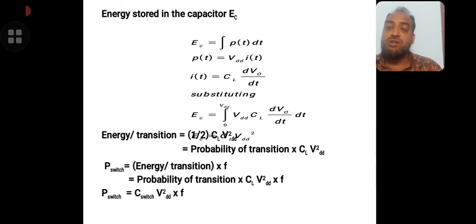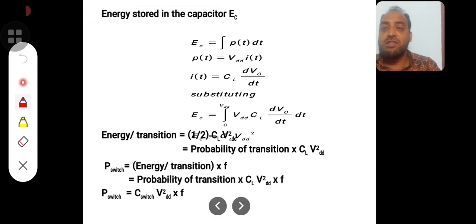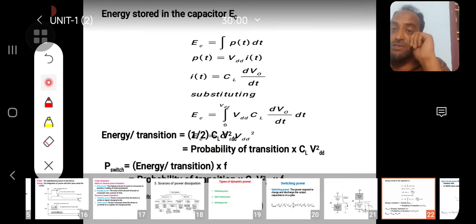Now this switching power P switch is equal to energy per transition into F, because as we have seen in the energy diagram in the previous lecture, energy is the area under the curve. That means E is equal to P into T. Now if you want to have P, which will be E by T, 1 by T can be written as F.